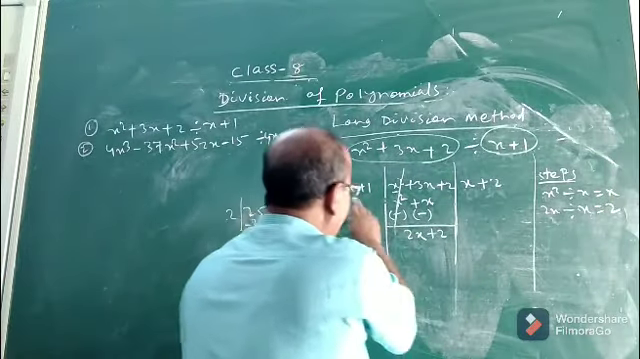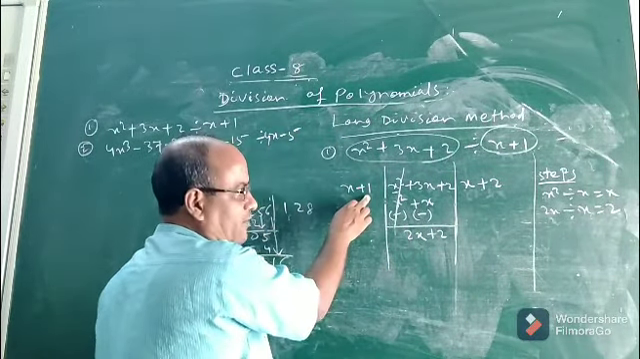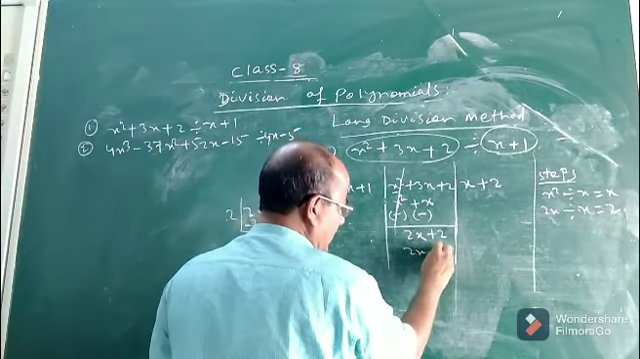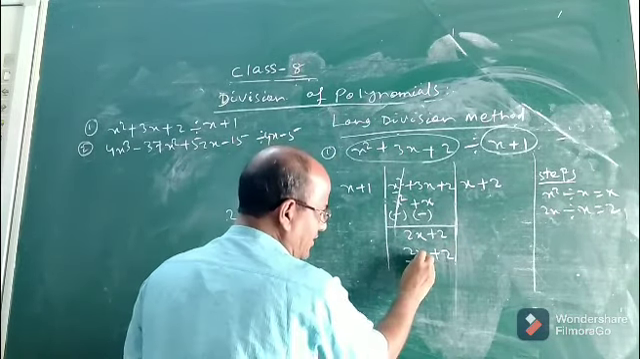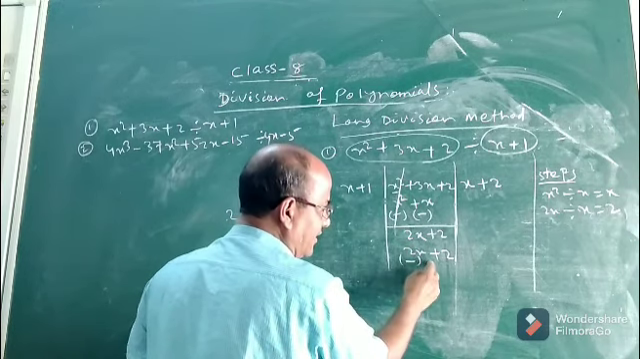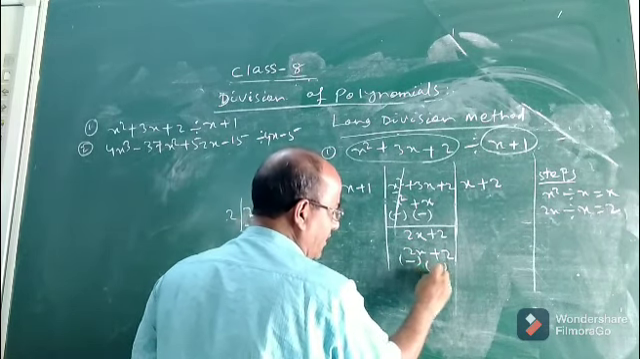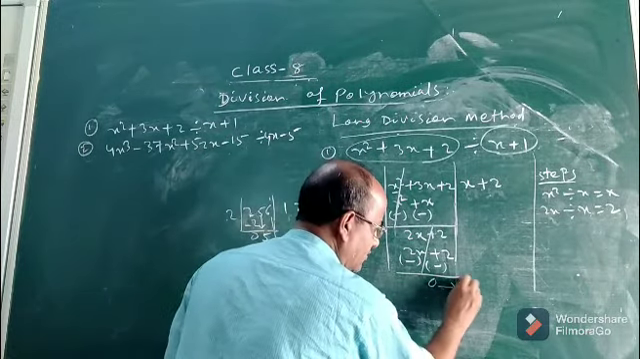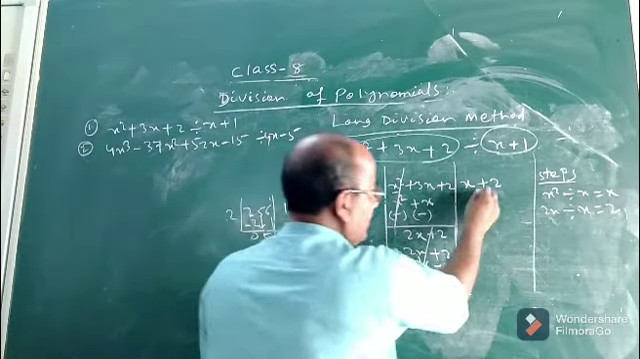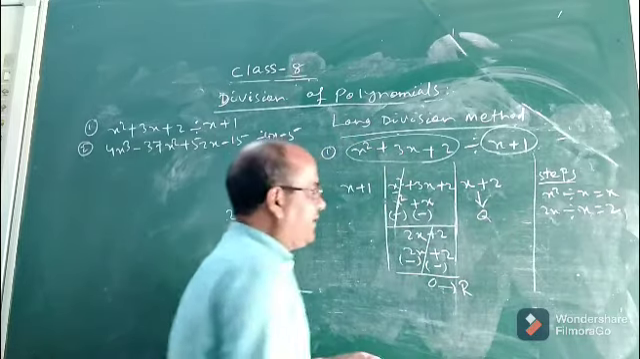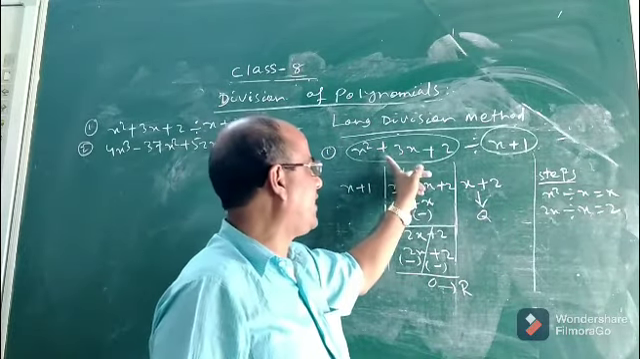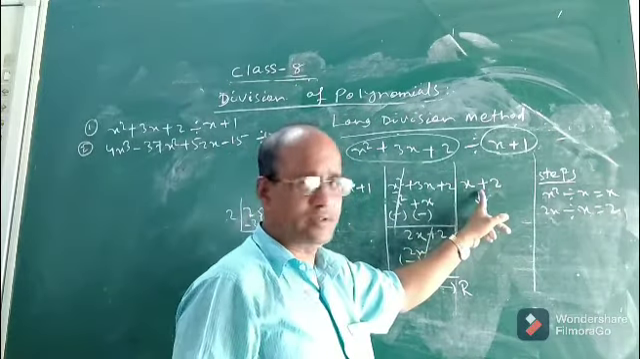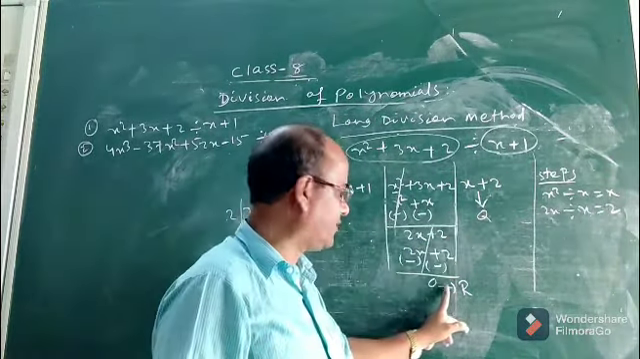Now this plus 2 will be multiplied again by x and again by 1. So 2 into x is 2x, then 2 into plus 1 is 2. Now again you change the sign. Here the sign is plus, here it is plus, so it will be minus and minus. So this will become 0. Now this is the remainder, and this will be your quotient. That means by long division, if you divide this quadratic polynomial by this linear polynomial, the quotient will be x plus 2 and the remainder will be 0.